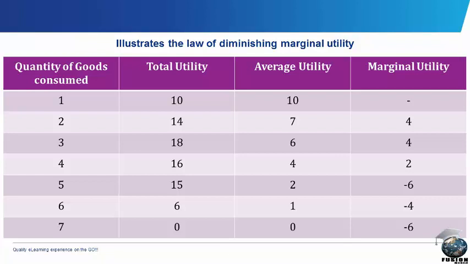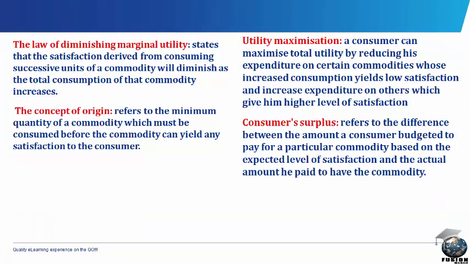The marginal utility is calculated by dividing the changes in total utility with the changes in consumption, which is 2 minus 1 divided by 14 minus 1, and which will give us 4. The concept of origin. This refers to the minimum quantity of a commodity which must be consumed before the commodity can yield any satisfaction to the consumer.